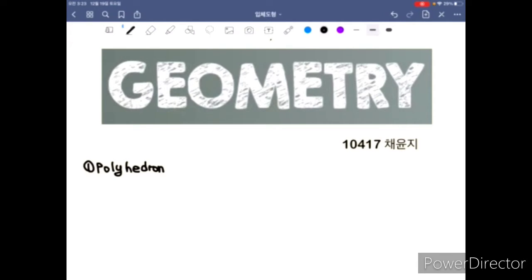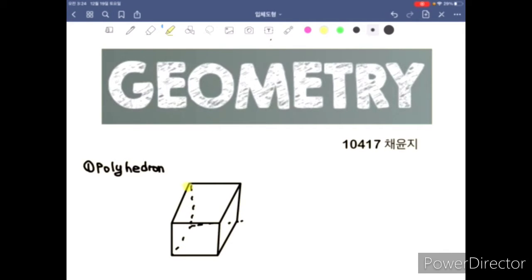So each polygon is a face of the polyhedron, and an edge is a segment that is formed by the intersection of two faces, and a vertex is a point that is formed by three or more edges that intersect. So for example, there is a figure, and to find the vertex, the edge and the face of this figure, we will have to find them by the intersection of the points or the faces or the surfaces. So for example, in here, this is the vertex and this is the edges and this is the face.